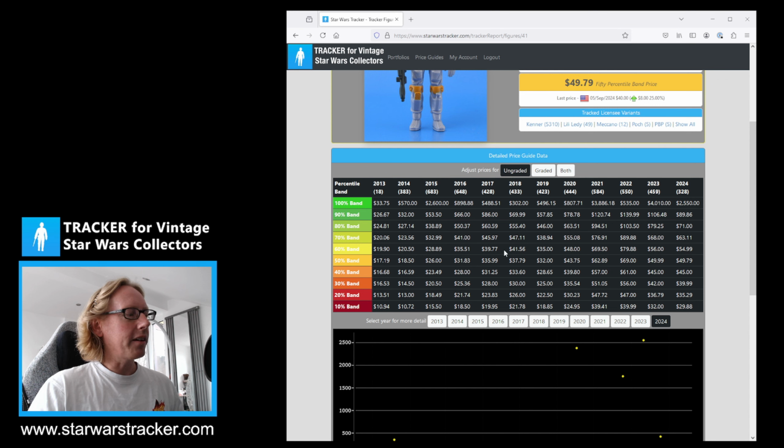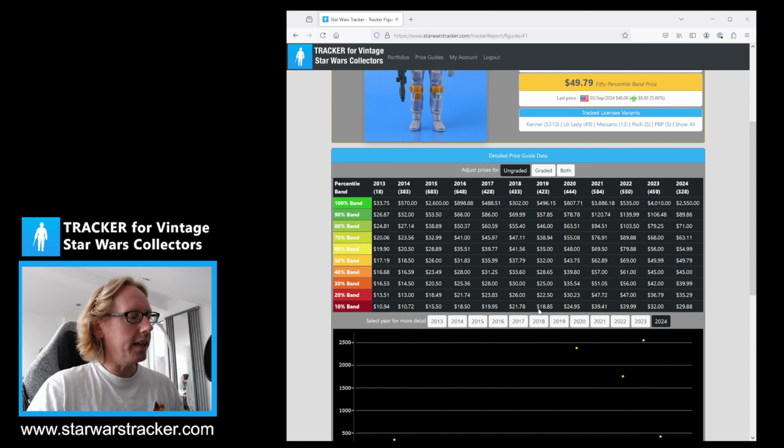So the other thing I like to look at on this table is just to see how things have changed through the years. And there's probably three ways that I scan this table to get some interesting insight. So the first is to look at the 10% band through the years. And this tells me what's the lowest amount of money that people have paid for this figure through the years. And so back in the beginning in 2013, you could expect to just pay like $10 to get a pretty bad example of a figure.